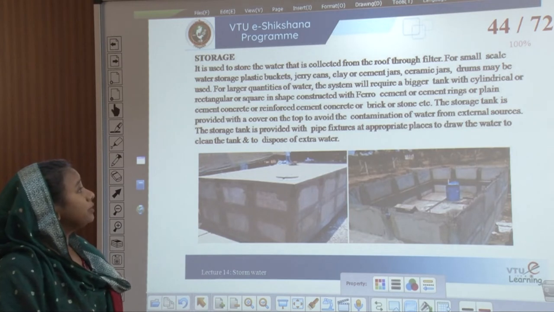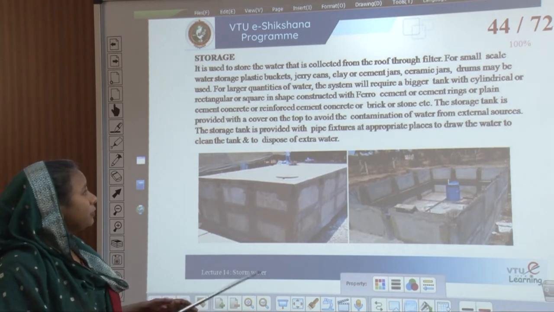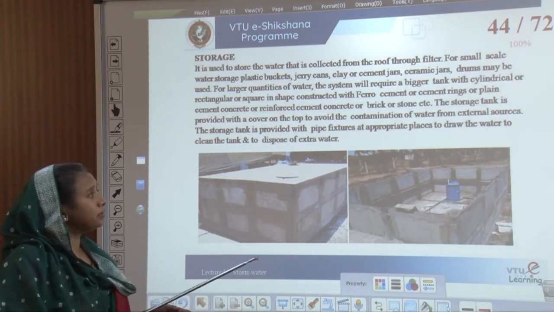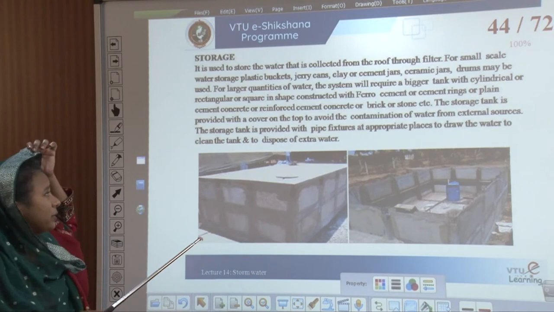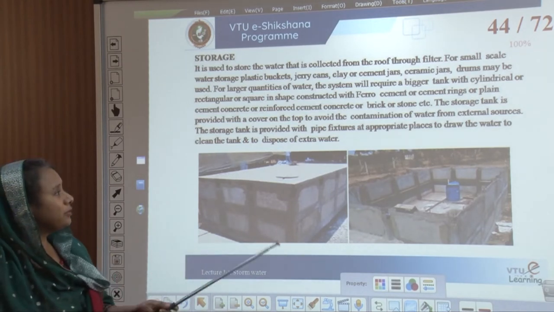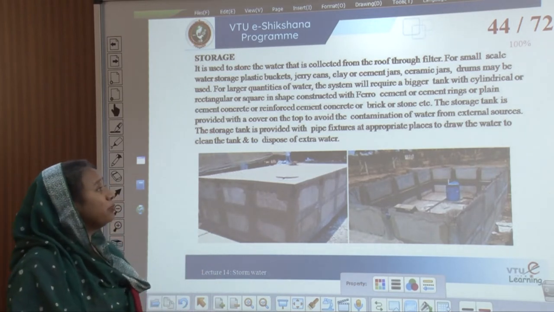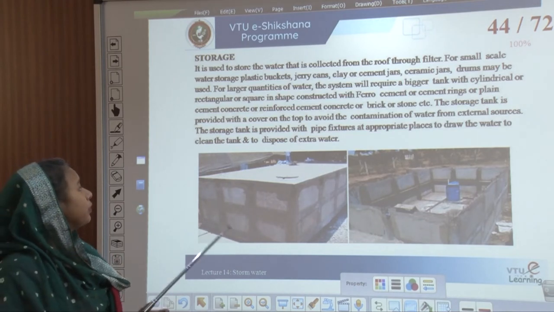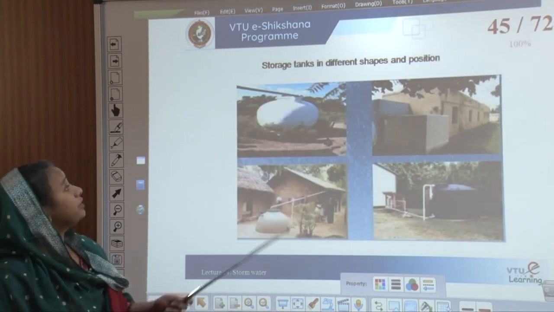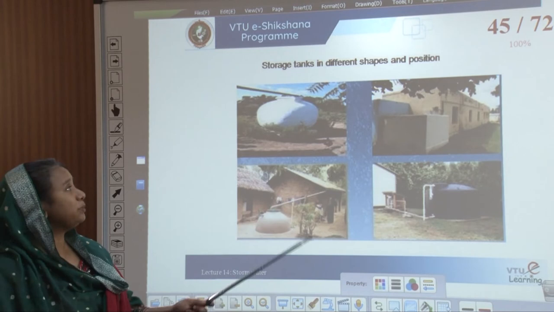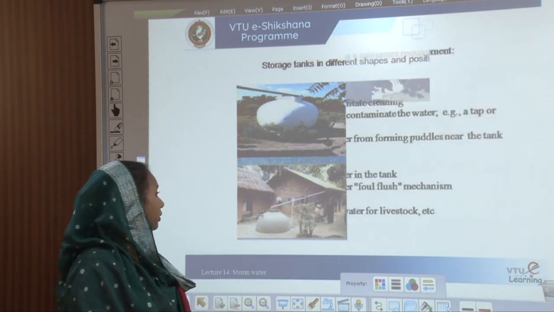For larger quantities of water, this system also requires a larger tank with a cylinder or a ferro cement ring which is placed on top so that we can open it, clean it and maintain it. The storage tank is provided with a cover, so any kind of contamination from external sources is removed, and this tank is provided with pipe fixtures. These pipe fixtures are placed at appropriate places to draw the water and to dispose of any extra water. The storage tanks could be found in different shapes and different positions depending on the conditions upon which you would want to use this particular water.